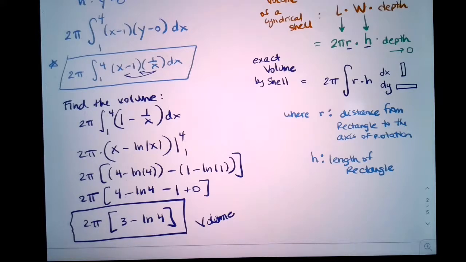Okay, so in the next video, we'll go over some more examples of this. But what I want to end this video with is this: disk and washer is where you are drawing a rectangle that is perpendicular to the axis of rotation, and in shell method, you're drawing a rectangle that is parallel. People sometimes get confused because shell and parallel kind of sound the same. So if you think about saying it a little bit wrong, perpendicular is disk and washer, and parallel is shell.